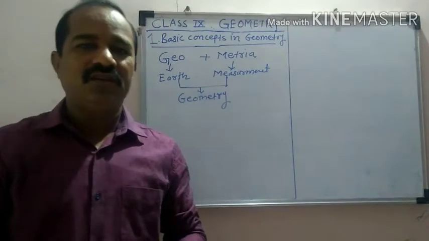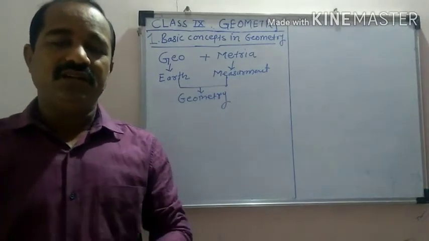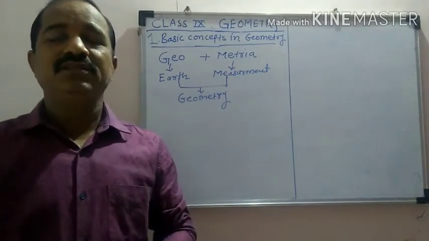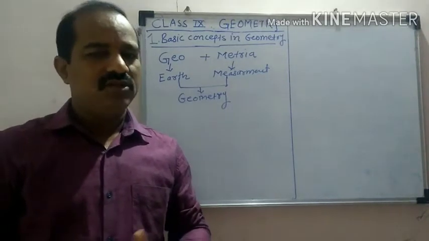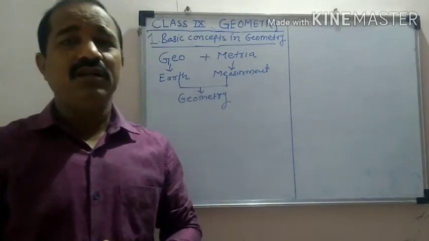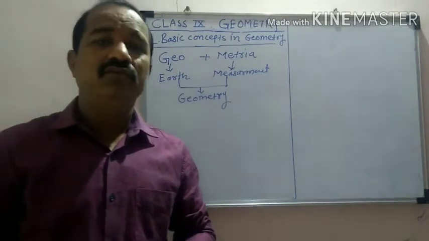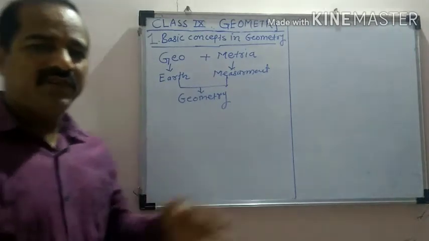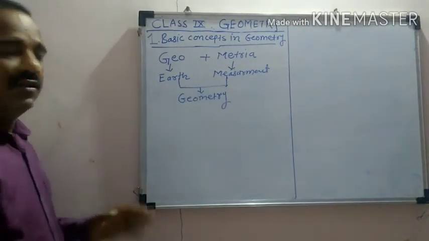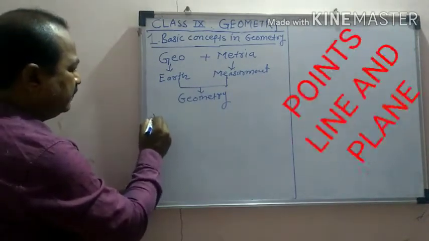Measurement of earth is not in the sense of measuring the earth. Measurement of earth means measuring the objects on the earth. So this is about the history of the word geometry. Now we start our chapter. The very first topic from this chapter is point, line and plane.